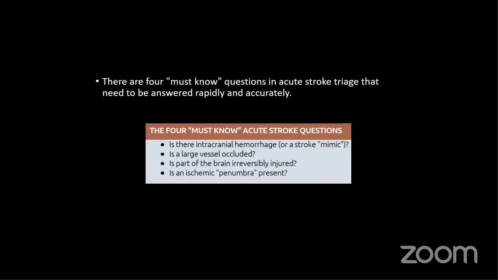What will happen if you give them anticoagulants? If there is a hemorrhage, the patient will bleed further, so you are making the situation worse. So you have to tell them if there is a bleed already. So intracranial hemorrhage, you need to know. And you want to see if a large vessel is occluded, so you can do an active intervention. And then which part of the brain is injured, and if it is irreversibly injured, and is an ischemic penumbra present? That is, is there anything to salvage or not?